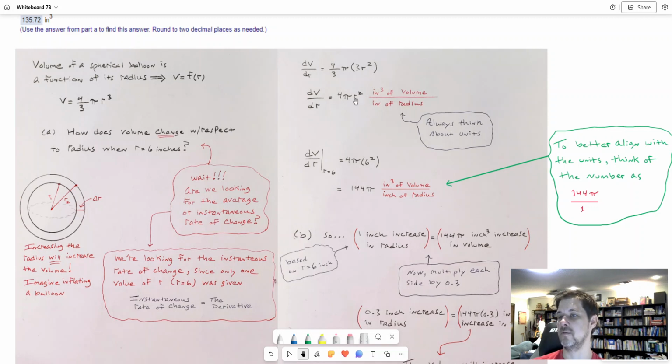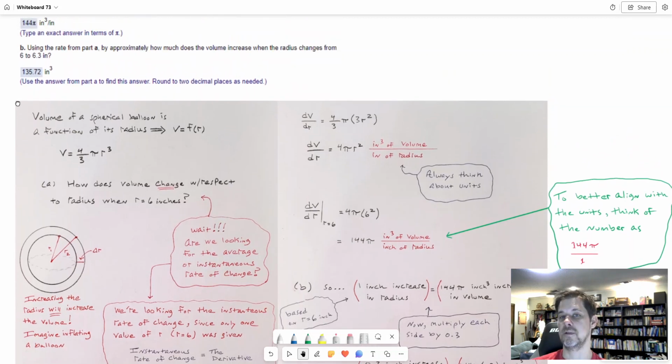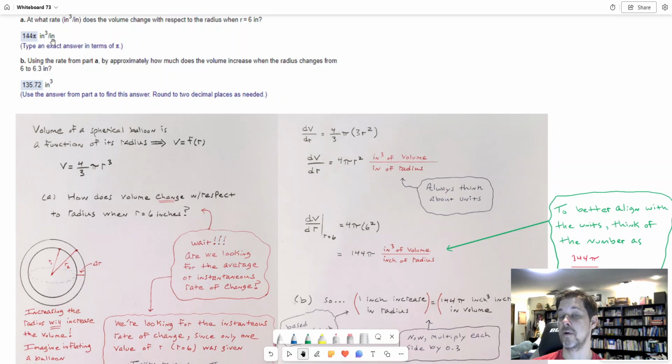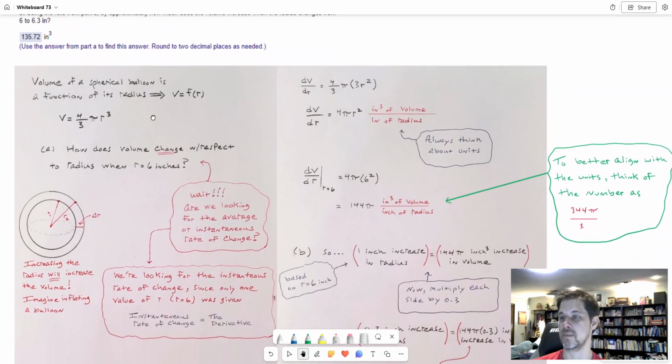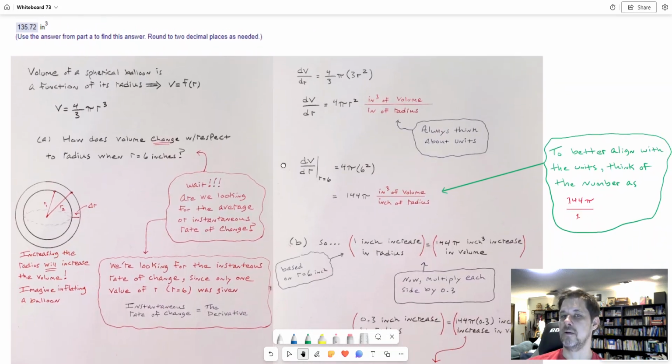Okay, so the units here will be cubic inches of volume over inches of radius. If you want to just say cubic inches per inch, you can do that. All right, so now to answer the question, what is the derivative, the rate of change of volume with respect to radius when r is 6, when the radius is 6?